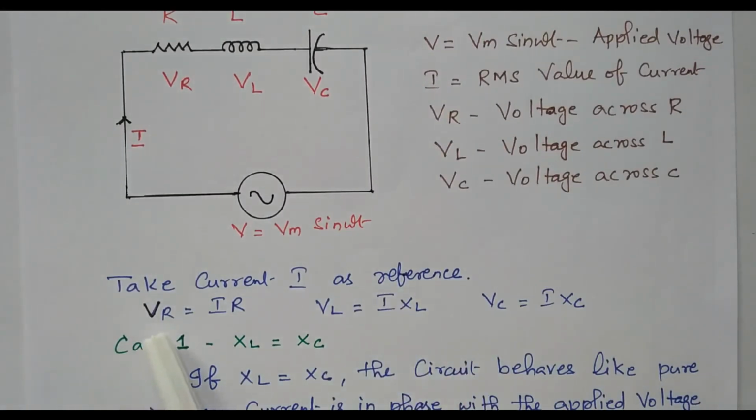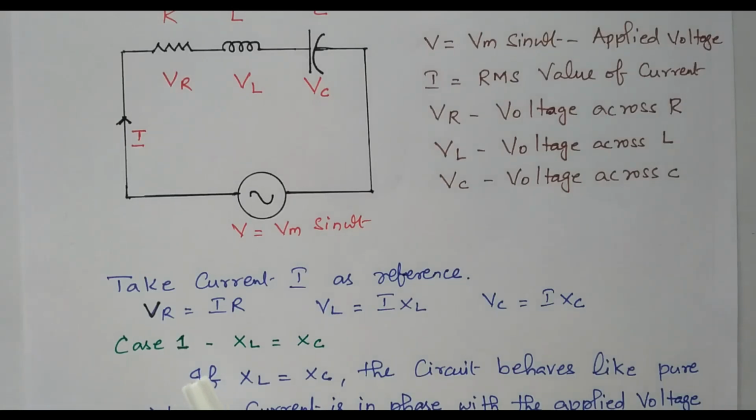Based on that, the voltage drop across the resistor, VR, equals I into R. The voltage drop across the inductor is I into XL. The voltage drop across the capacitor is I into XC. In this circuit we have an inductor as well as a capacitor. If the inductor is present, the current is lagging. If the capacitor is present, the current is leading.